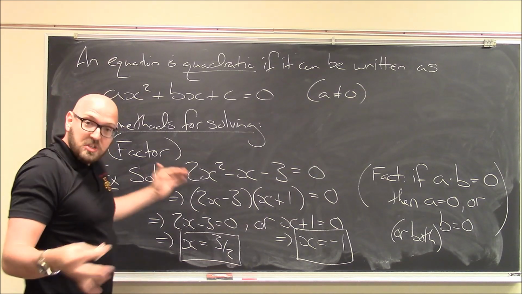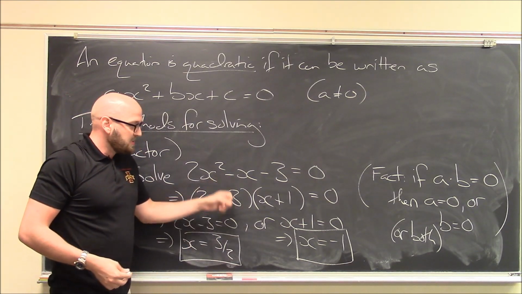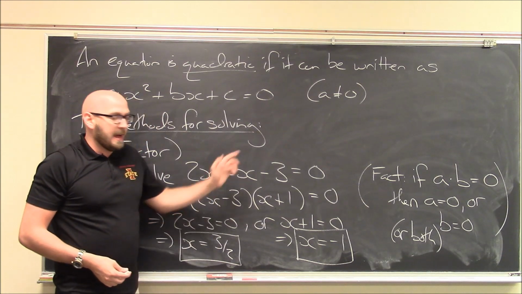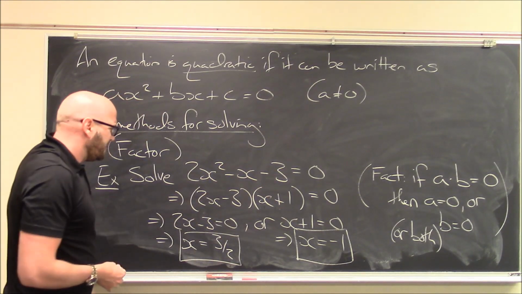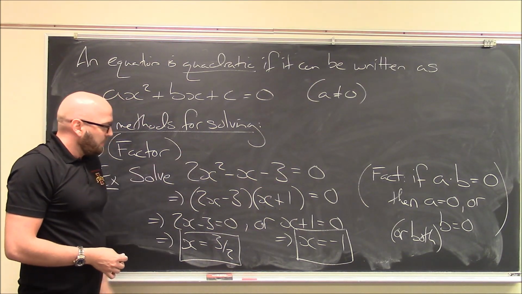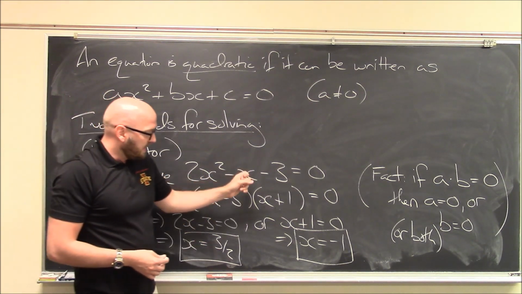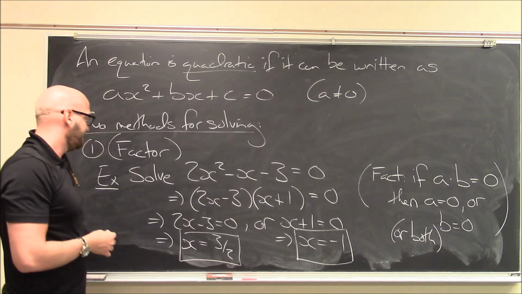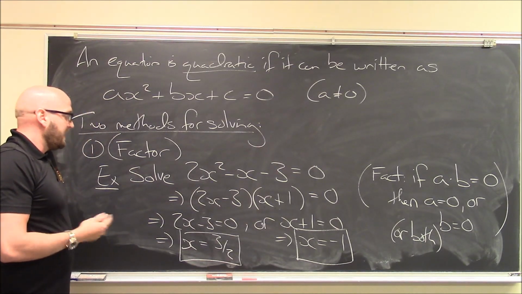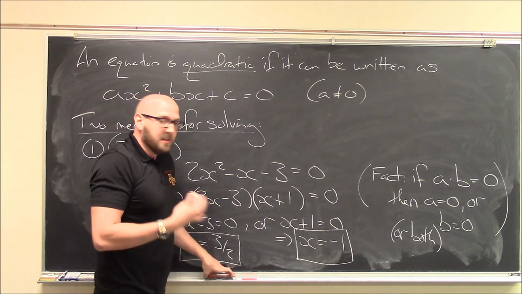And as always, you can check these. You can come back to your original equation, plug in minus 1 or 3 halves, and check that it works. I'm not going to because the numbers will be a little bit ugly, but I promise you that if you plug in minus 1 or 3 halves for x, you will indeed get 0 on the left. Okay, so this is the method of factoring.